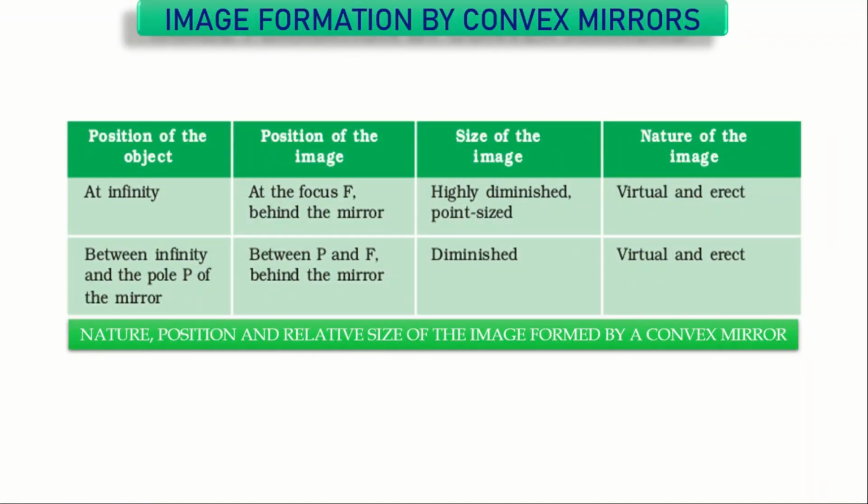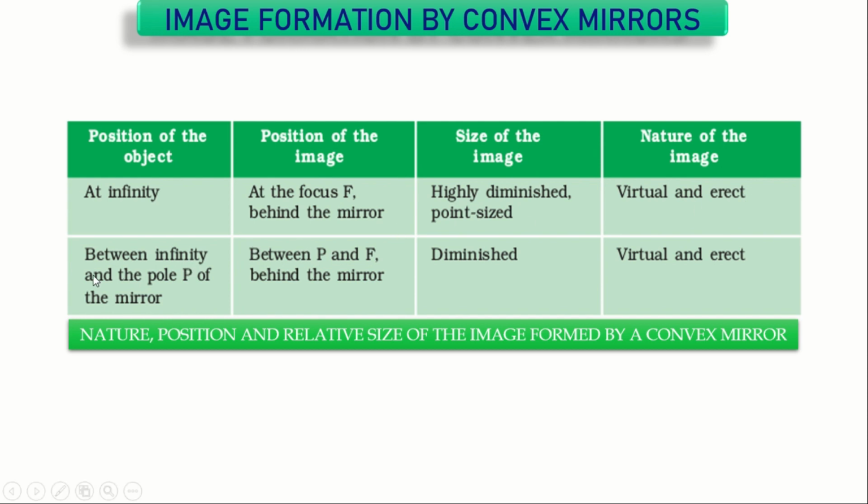Moving on to the image formation by convex mirror. The image formation by a convex mirror has two types. One is when the object is at infinity, and another is when the object is between infinity and the pole. This is the finite measurement of the object. When the object is at infinity, the image will form behind the mirror at the principal focus. The image will be highly diminished, meaning very small, point sized, virtual and erect, not an inverted image. In the case of a convex mirror, the image formation will always be virtual and erect.